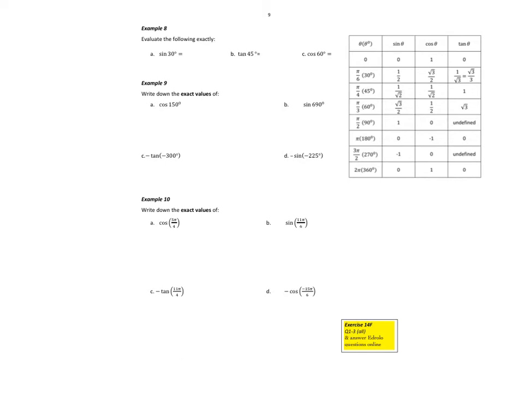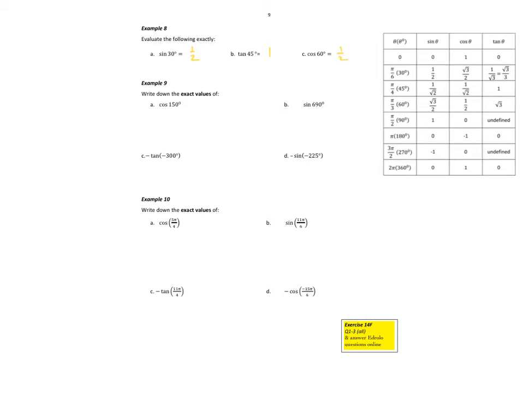So again, look, there's not much in the way of explanation. Initially, sine of 30 degrees, okay, is a half. Tan of 45 is 1, and cos of 60 degrees is also a half. So you can reference your table if you need to. So I've got our exact values there just that we could reference.